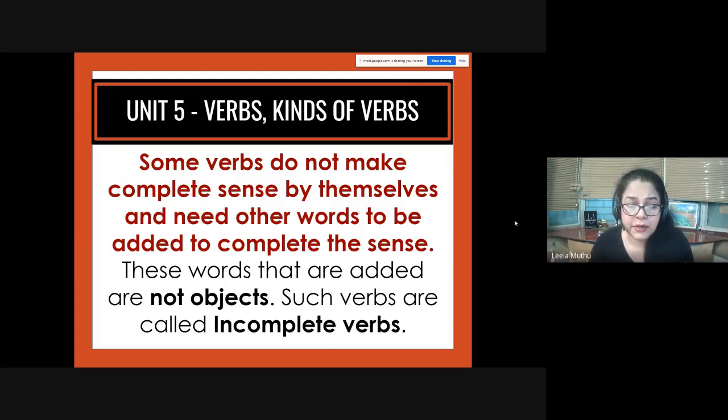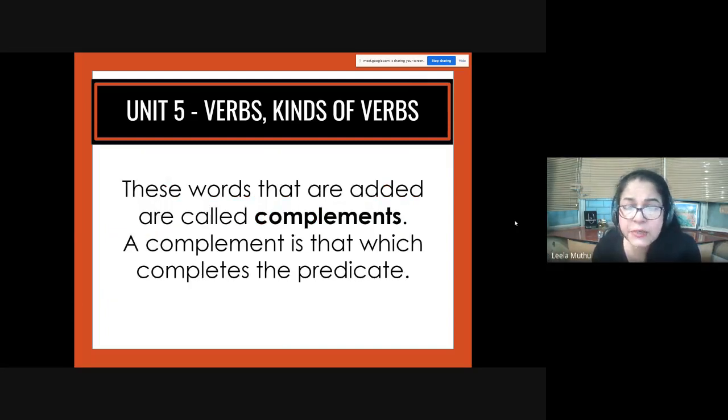Now look at these verbs, incomplete verbs. The words which are added for the sentence to make complete sense, which do answer the question what, but are not objects, these words are called what? Complements. Now this is a very important part of incomplete verbs.